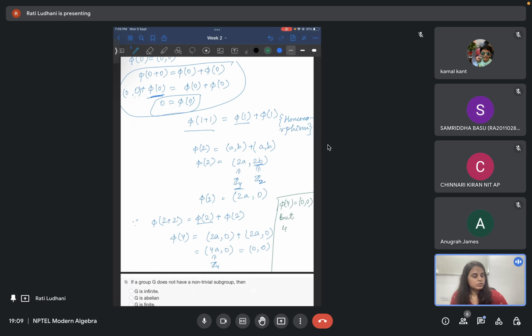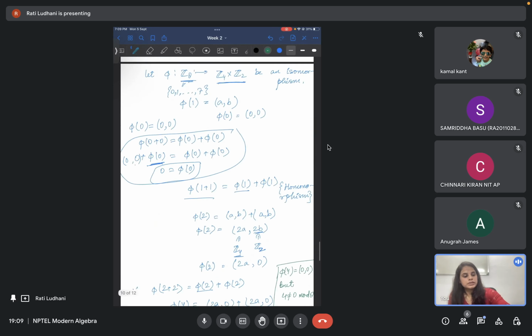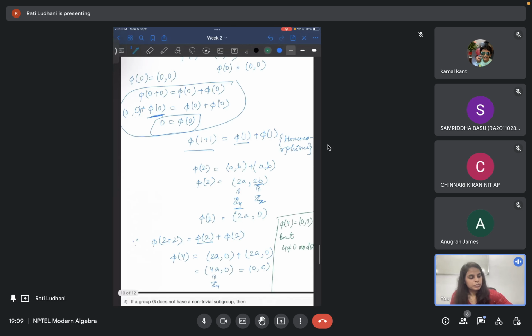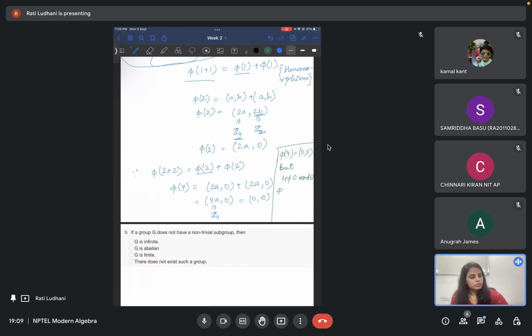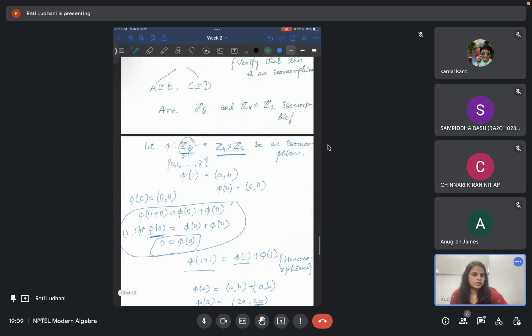4 is not equal to 0 mod 8 because this is an element of Z8. So 4 here is not 0. So you have a problem that phi of 0 goes to (0, 0) and phi of 4 goes to (0, 0). So onto is not true. So this is not onto. So the problem occurs. Yes, Janari?